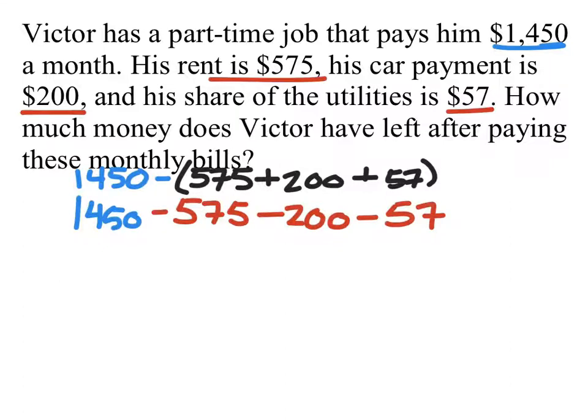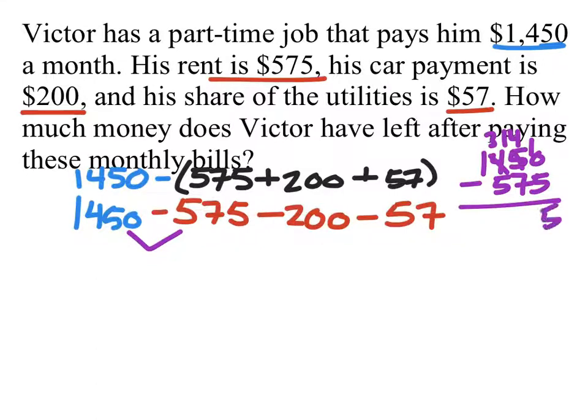So I would take first the $1,450 and subtract $575. So $1,450 minus $575. And again, if you use the other way, then you should get the same answer, which is really what we're checking on this. So that's a 10. We'll borrow that, and we'll have to borrow there as well. So 10 minus 5 is 5. 14 minus 7 is 7. 13 minus 5 is 8. So just after paying his rent, he's got $875 left.